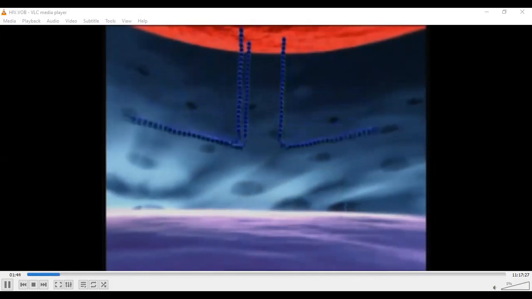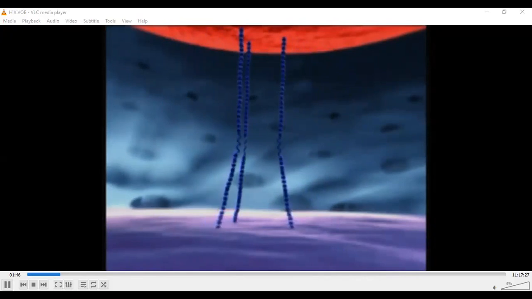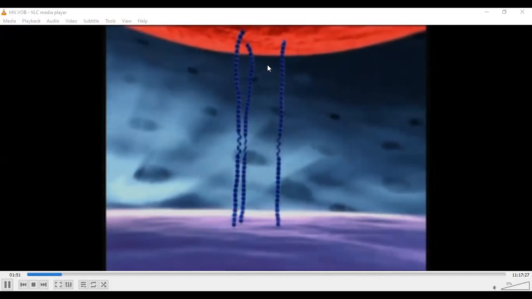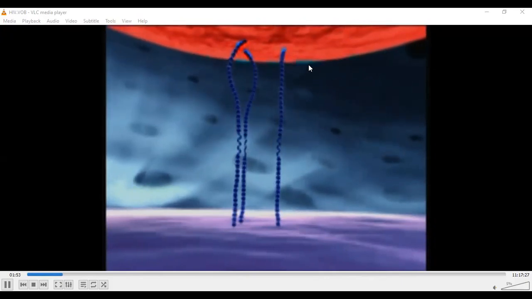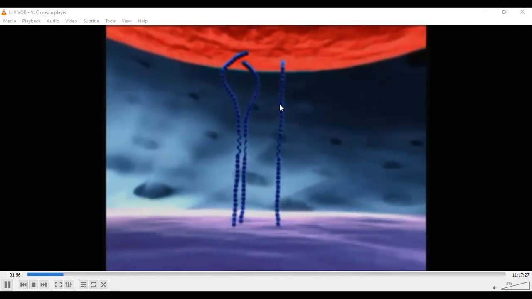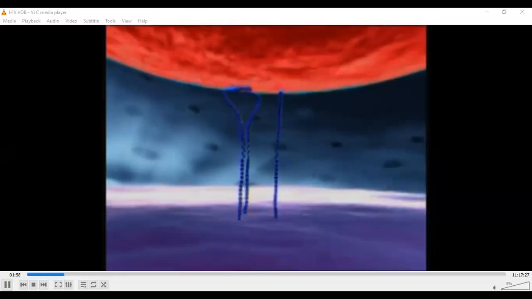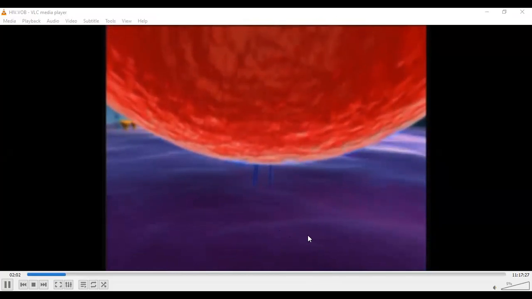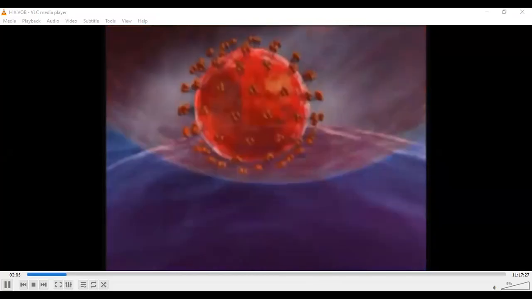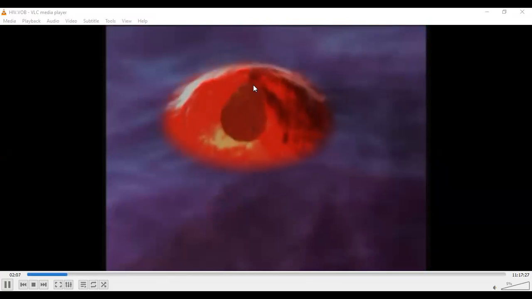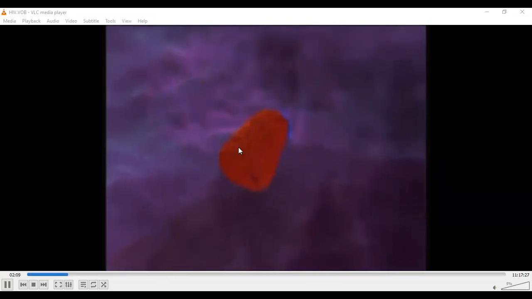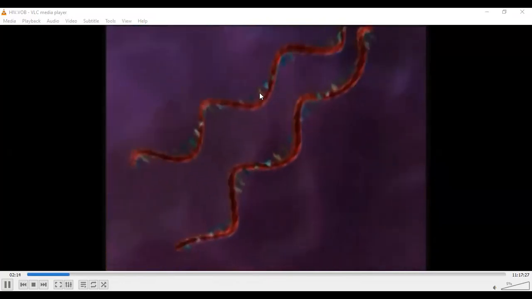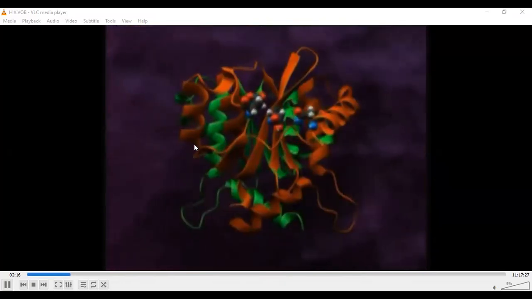And second step, after attachment, the virus penetrates into the host cell slowly. Actually, this is the WBC, blue in color. Now the nucleocapsid is released into the host cell cytoplasm, and the nucleic acid is released, that is either DNA or RNA.